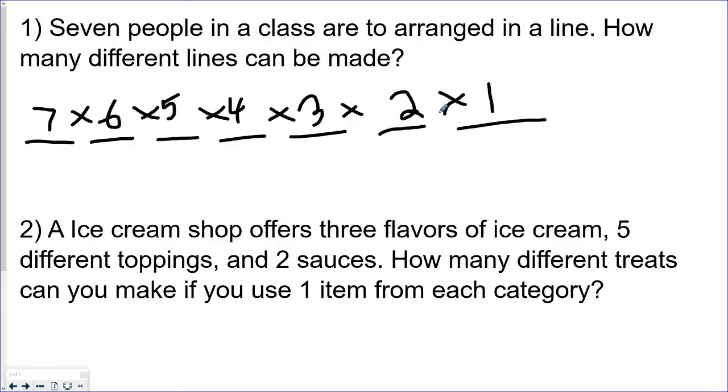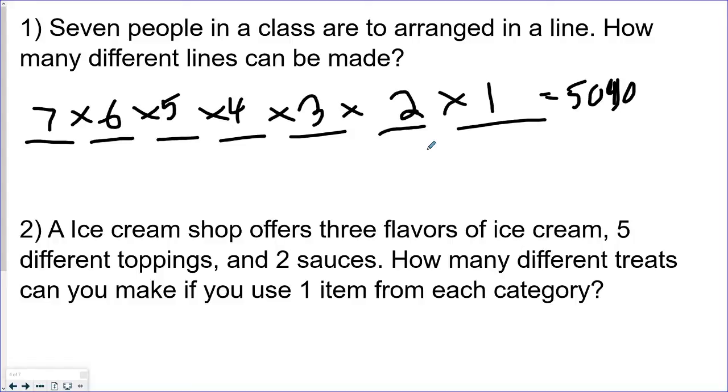Now, this also works if you work backwards. So if you did the last spot first, you get the exact same amount because multiplication works both ways. It doesn't matter whether you go forwards or backwards or sideways or middle out. You're going to get the same answer either way. So this is 5,040 different possible lines I could make with these 7 people. There's 5,040 different possible ways I can arrange these 7 people in a line because I just multiply all the cases together.